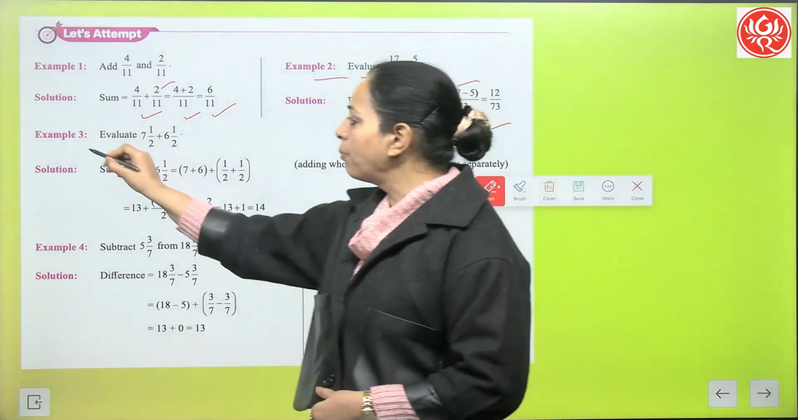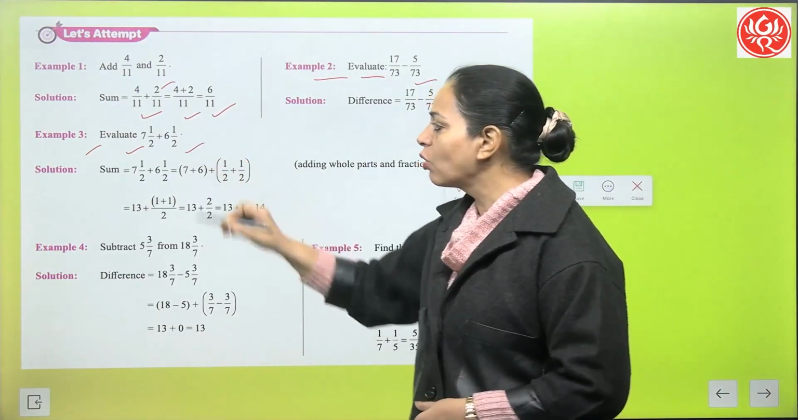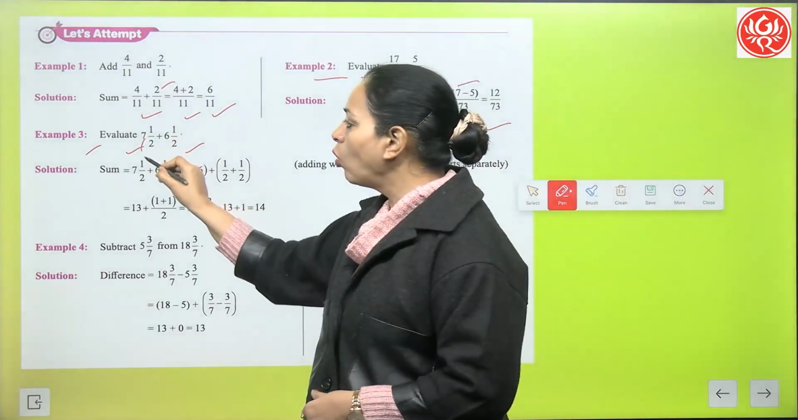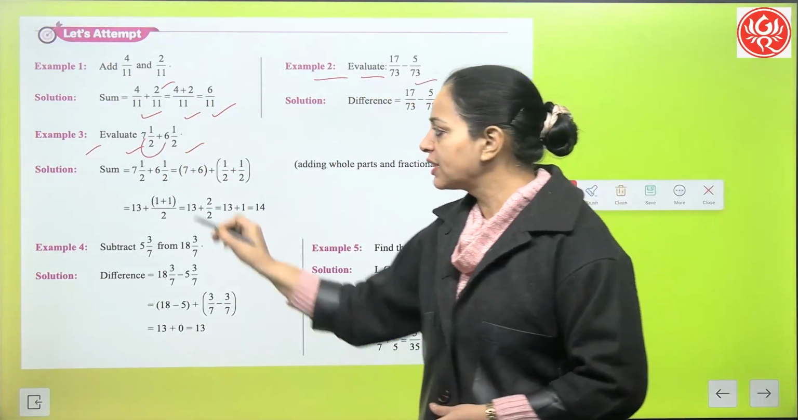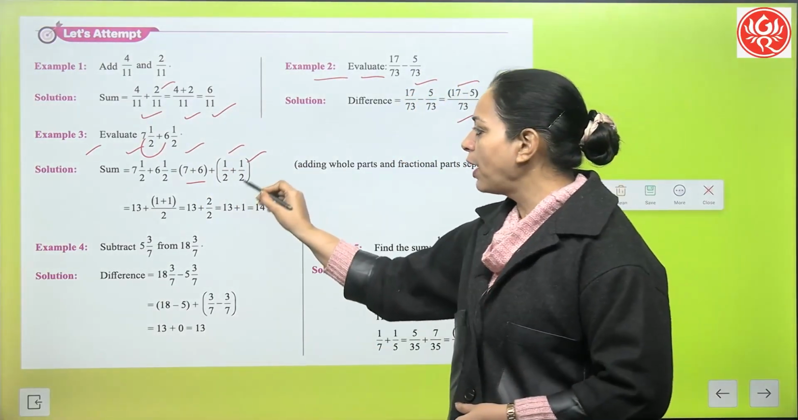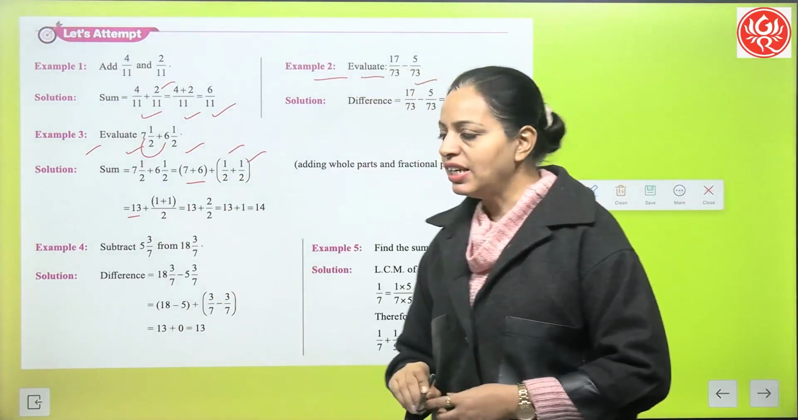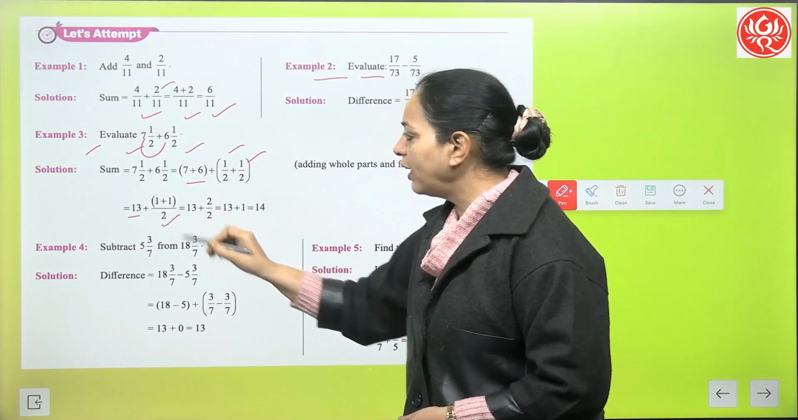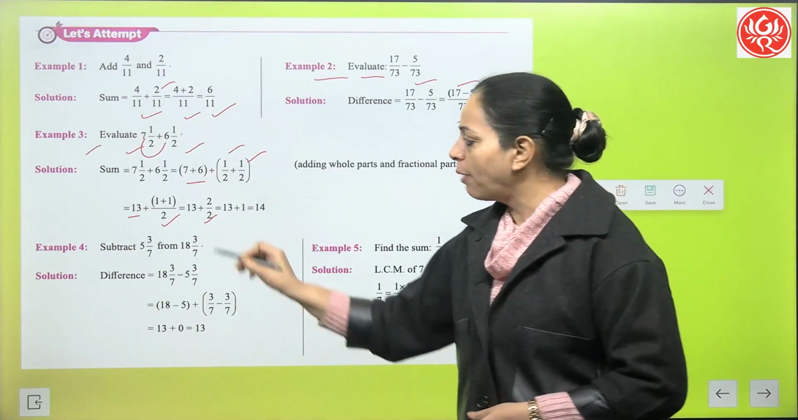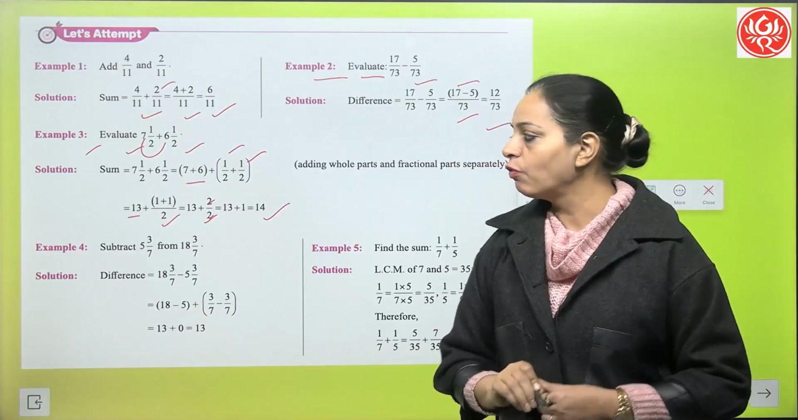Okay, now example 3, evaluate 7 whole 1 by 2 plus 6 whole 1 by 2. How we can do this? हम क्या करेंगे, whole parts ले लेंगे 7 plus 6 and fractional parts separate कर देंगे 1 by 2 plus 1 by 2. Okay, now 7 plus 6 is 13. Now add these two, we are getting 1 plus 1 upon 2 means this is 2 upon 2. ये भी क्या बन जाएगा हमारा 1. So 13 plus 1, that is 14.